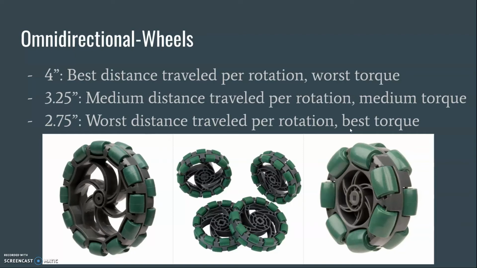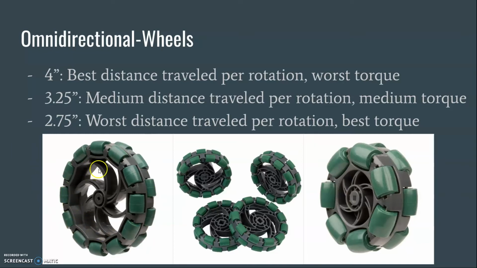So before, I talked about the pros and cons of using an omnidirectional wheel. However, there are also differences between the different sizes of omnidirectional wheels. The following information can be proven using formulas and relationships in physics. However, I am not going to be going into the specific formulas used to derive this information.